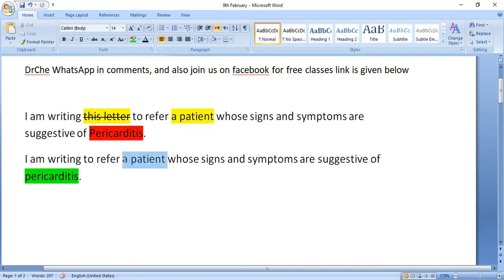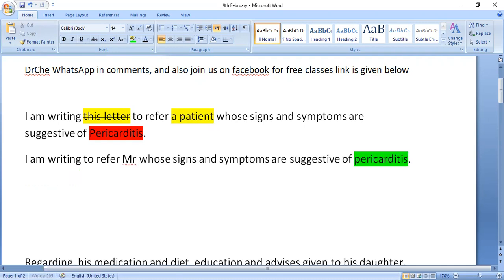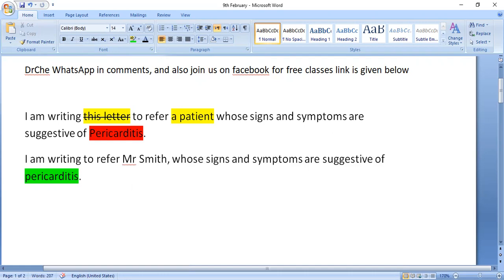I'm writing to refer Mr. Smith, then comma. Some people are usually confused about whether we should use a dot here or not. So dot means the full stop here: Mr. Smith or Mr Smith, like this. Both are correct, with dot and without dot. Without dot is a little bit more common in the modern world these days. But both are okay. But please be consistent with one style.